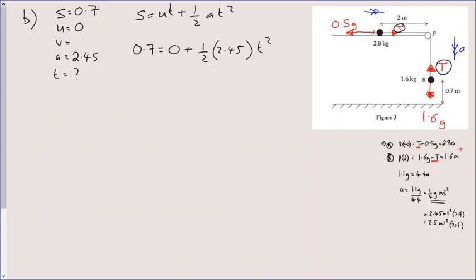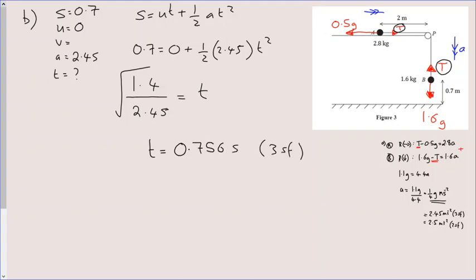Just rearrange that. So I've got 1.4 divided by 2.45, square root that, and that gives us the time. So t is equal to 0.756 seconds with 3 significant figures, or t is equal to 0.76 with 2 significant figures.